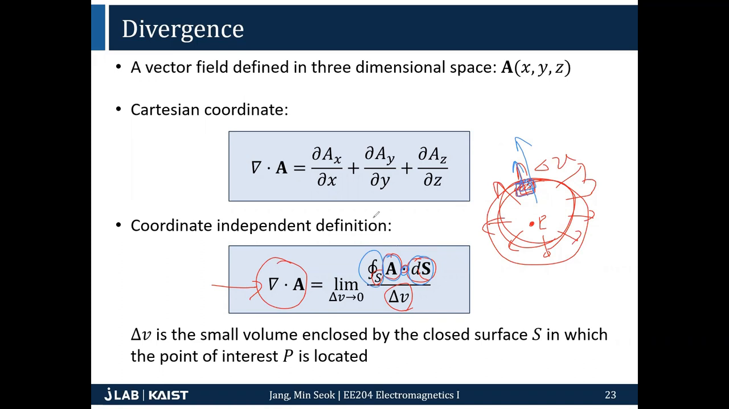Okay. So what this thing defines is the vector flux going out through this volume, right? And then you divide that quantity by delta V, the amount of the infinitesimal volume, and then you take the limit that delta V goes to zero. So you make your volume smaller and smaller, and this quantity will converge to some value, right? And that is the coordinate independent definition of the divergence of A.